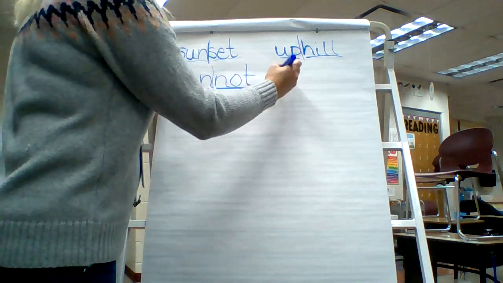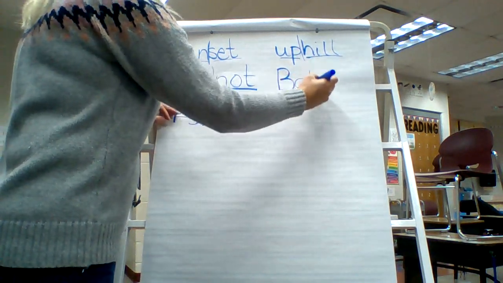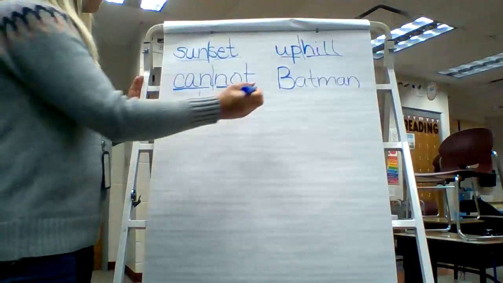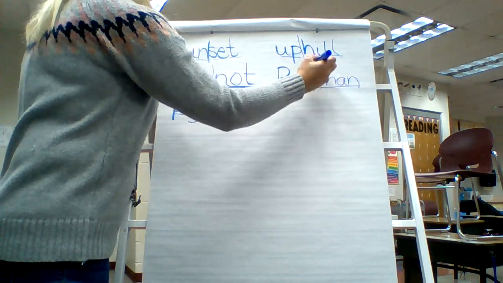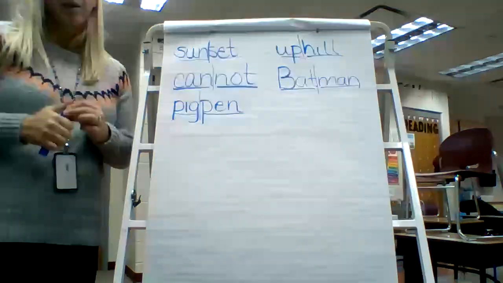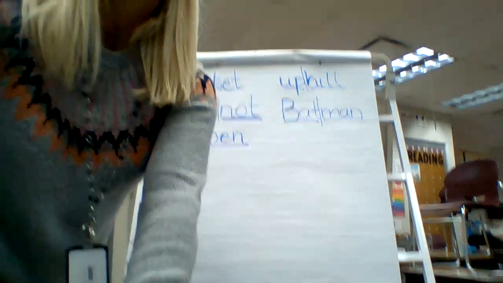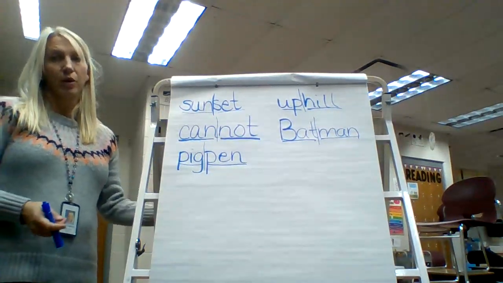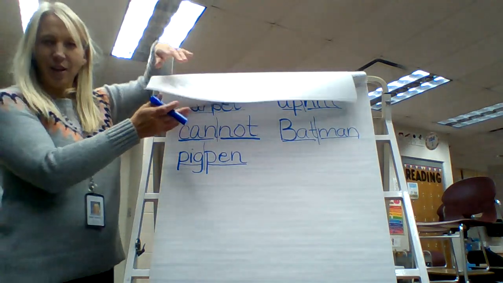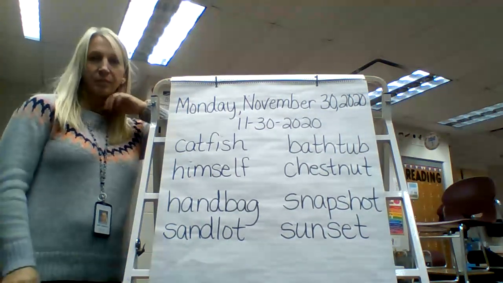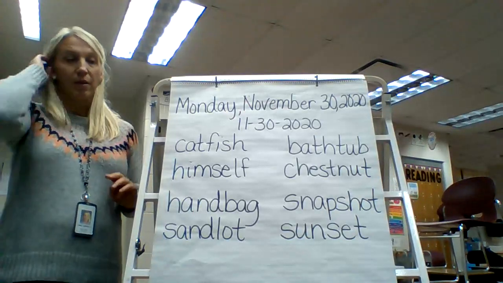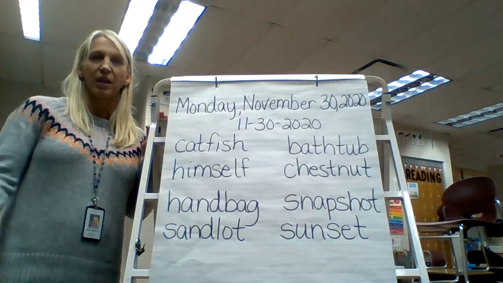Oh, this is a good one. Batman. We have two smaller words, makes up one new bigger word. So that's just a trick to help you when you're reading and you come across a new word you might not know how to divide. Can you think of any other compound words? Maybe you can type them in a Google Doc or in an email and send them to your teacher, some compound words that you think of.